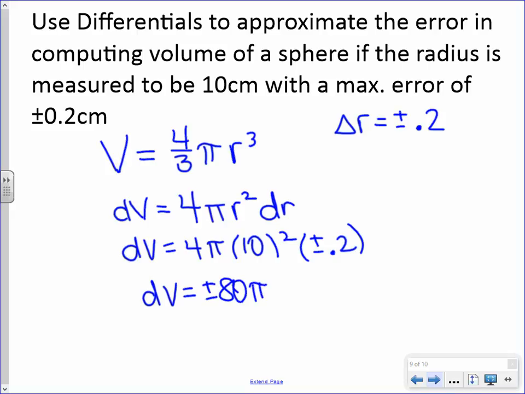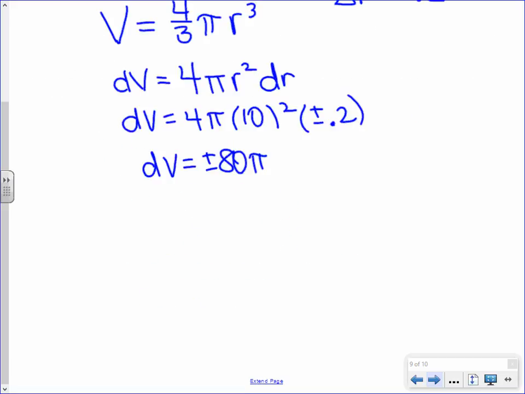The whole point of this is no calculator. But we will need your calculator, so get it back out. Okay? So this is how much our volume can differ by, if we want our radius to only differ by 0.2. Okay?